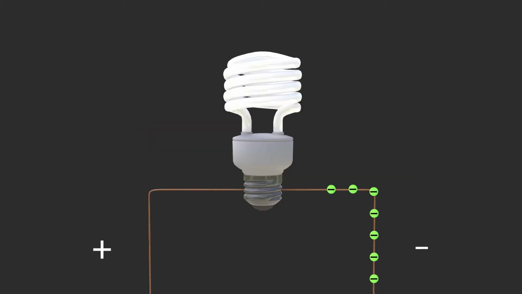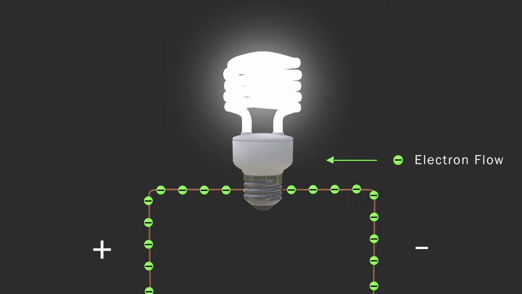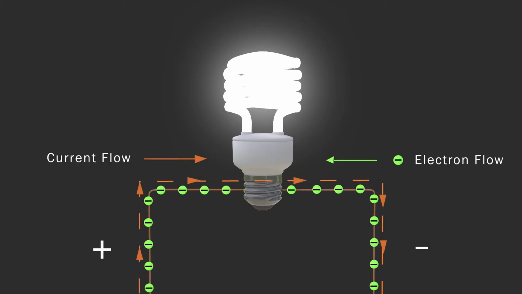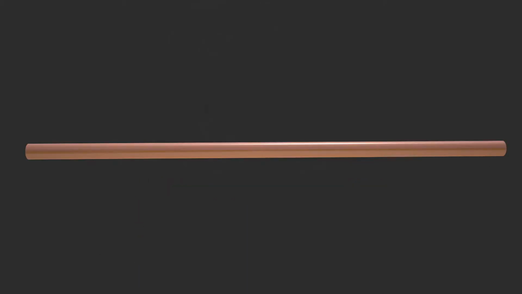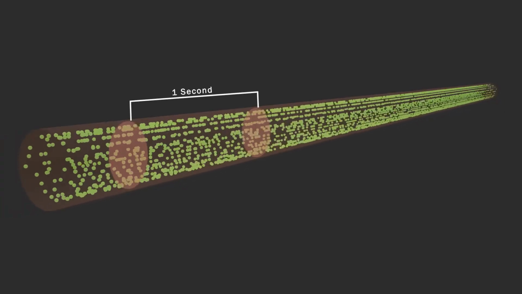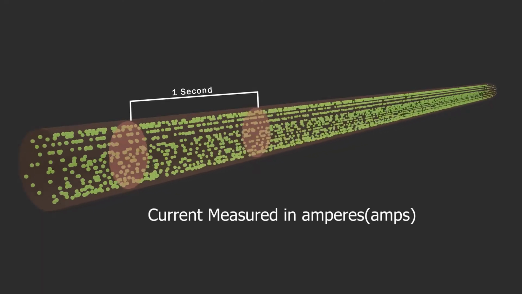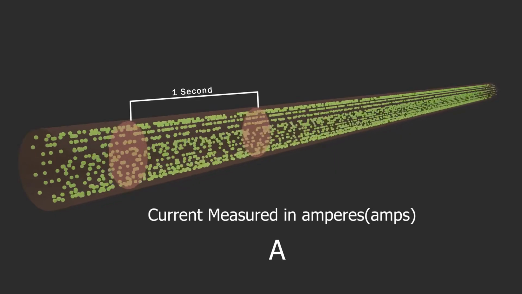Current is the flow of electrons, but current and electron flow in opposite directions. Electrons flow from negative to positive, and current flows from positive to negative. Current is determined by the number of electrons passing through a cross-section of a conductor in 1 second. Current is measured in amperes, which is abbreviated amps. The symbol for amps is the letter A.